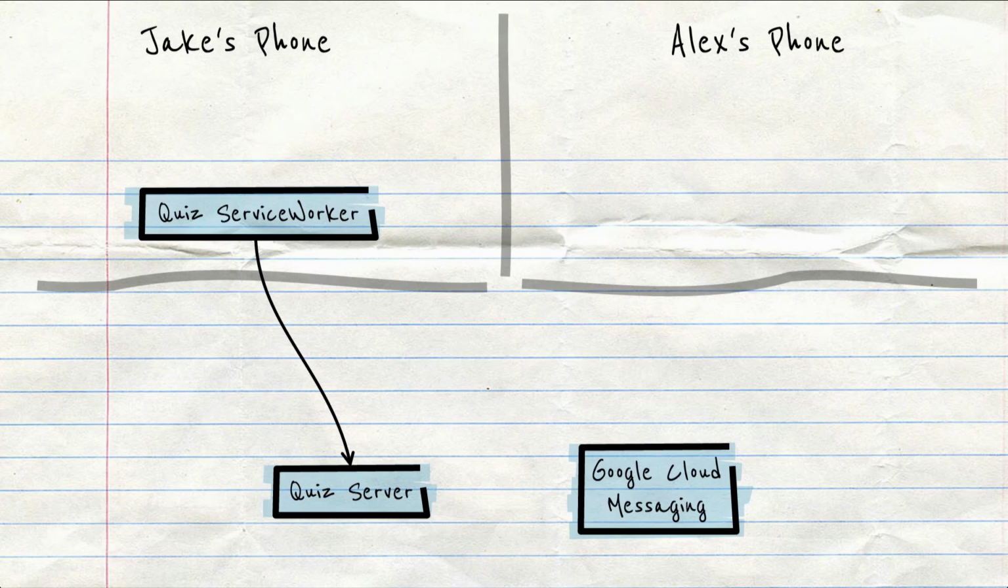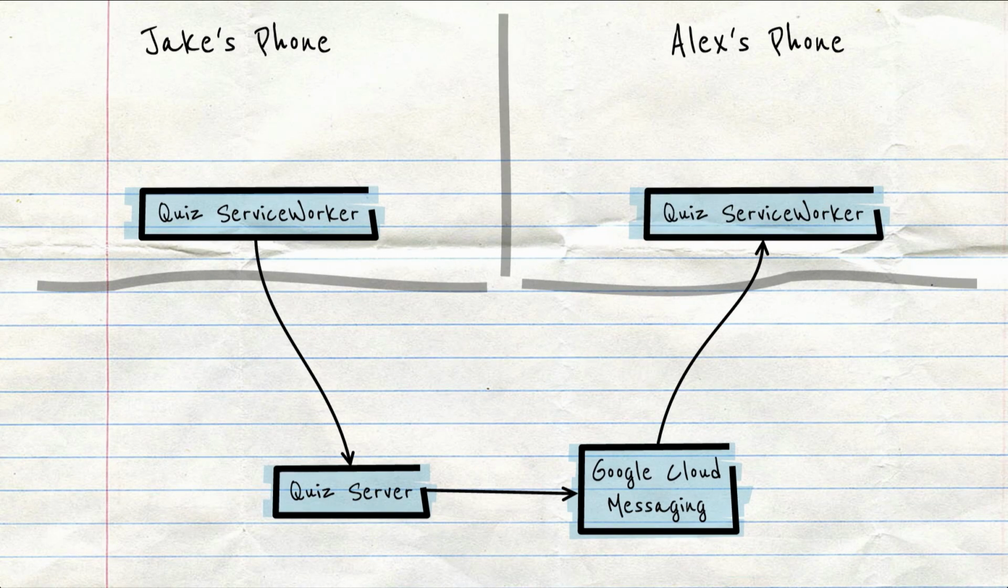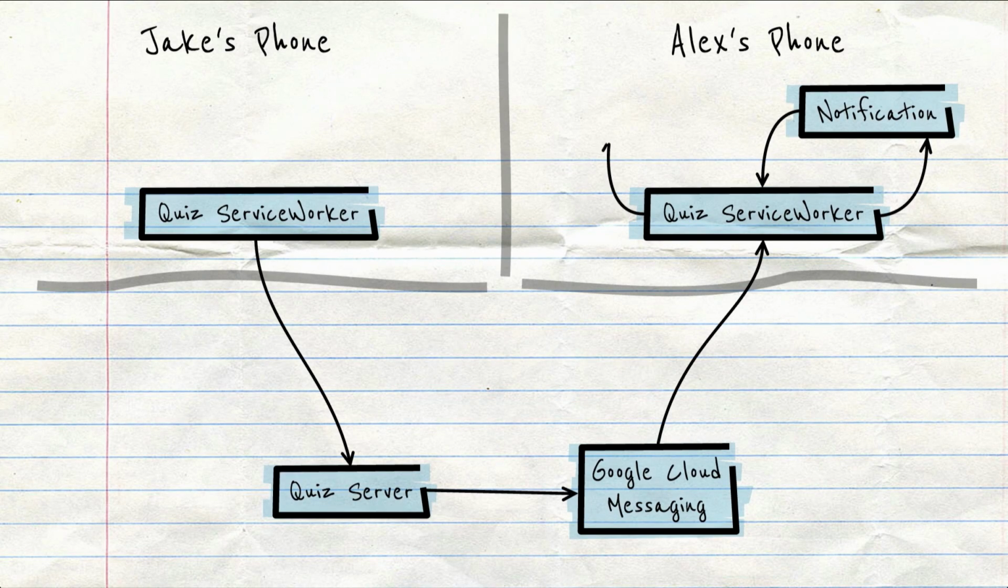So now the score has successfully reached the server. And at that point, the server knew that I had lost first place. So it told Google Cloud Messaging, which relayed it back to the service worker on my device, which decided to show me a notification. And I clicked that notification, which sent a message back to the service worker.